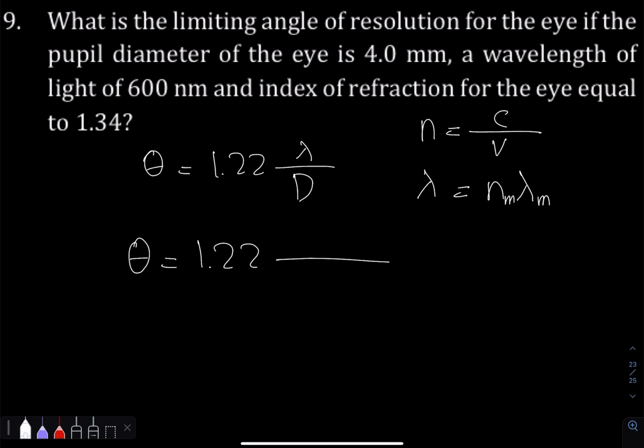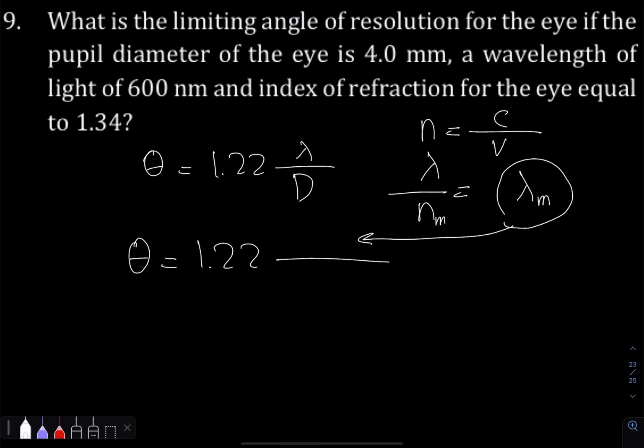So, if you rearrange this equation, you can see we can put the index of refraction of the eye on the bottom. So this is index of refraction. This is the wavelength of light in the vacuum, and this is the wavelength of light inside the eye. That's what we want to put here, not for this. So we are going to put the wavelength of light in the vacuum over the index of refraction, which is 1.34. And the wavelength of light in vacuum is 600 nanometers, so that's 600 times 10 to the negative 9.